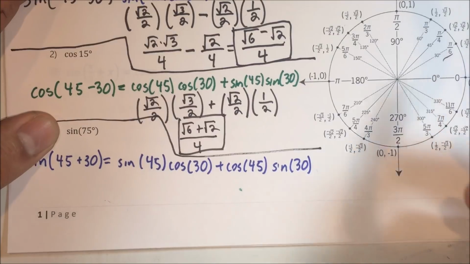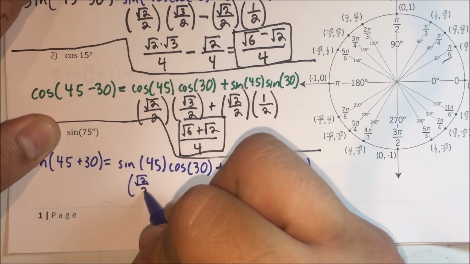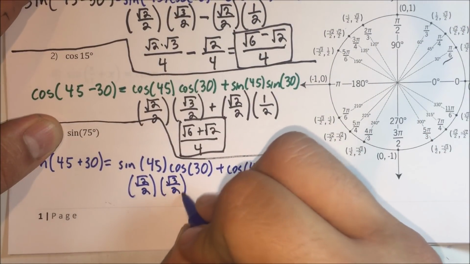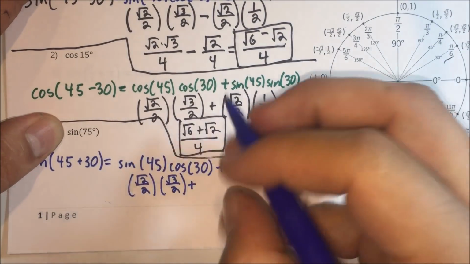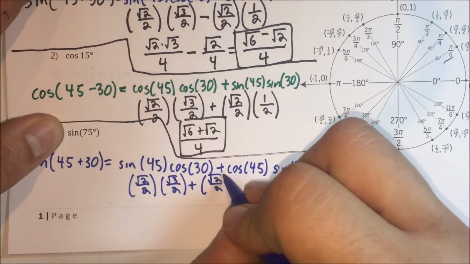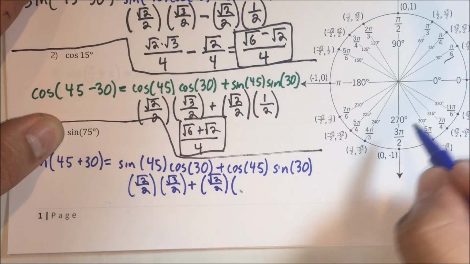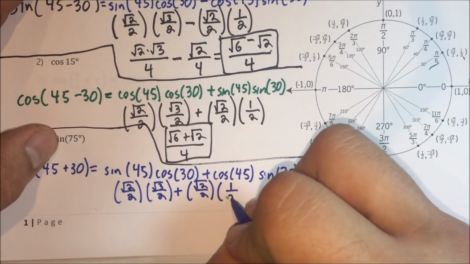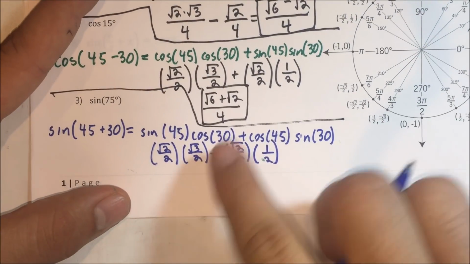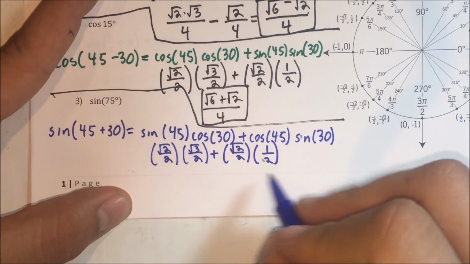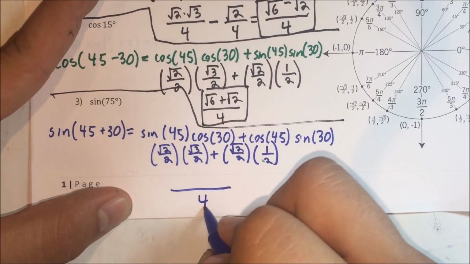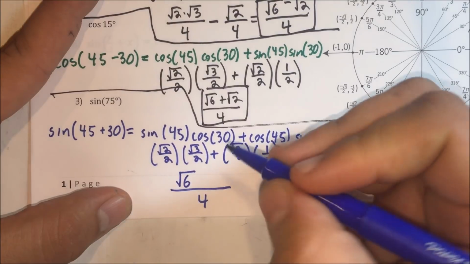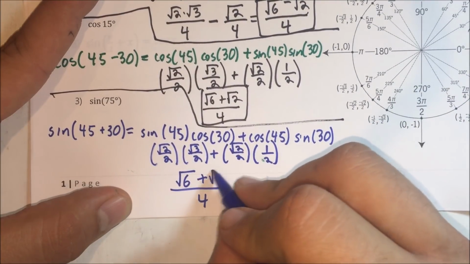Sine of 45 degrees, well, that's the square root of 2 over 2. Cosine of 30, that's going to be the square root of 3 over 2. Cosine of 45, again, also the square root of 2 over 2. Sine of 30, that, of course, will be 1/2. And, of course, we do what we did up there. It looks like we're going to get that common denominator, again, of 4. Where square root of 2 times the square root of 3 is square root of 6, plus the square root of 2, and we are done.